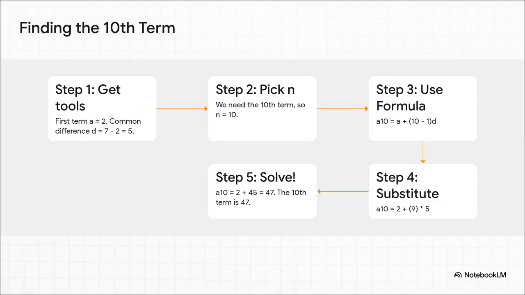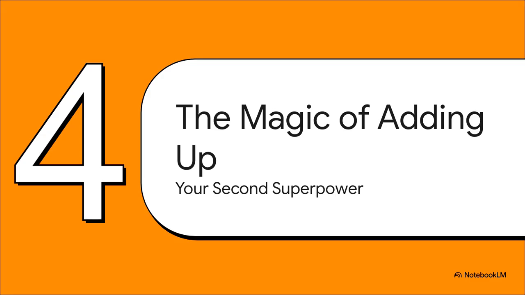Let's break it down. Okay, let's solve a simple problem together. We need to find the 10th term of the AP, 2, 7, 12, and so on. Step 1, find your tools. The first term, a, is 2. The common difference, d, is 7 minus 2, which is 5. Easy. Step 2, pick the superpower. We need the 10th term, so n is 10. Step 3, use the formula. A10 equals a plus 10 minus 1 d. Step 4, put the numbers in. A10 is 2 plus 9 times 5. And step 5, solve it. A10 is 2 plus 45, which is 47. See? Easy, no? Perfect.